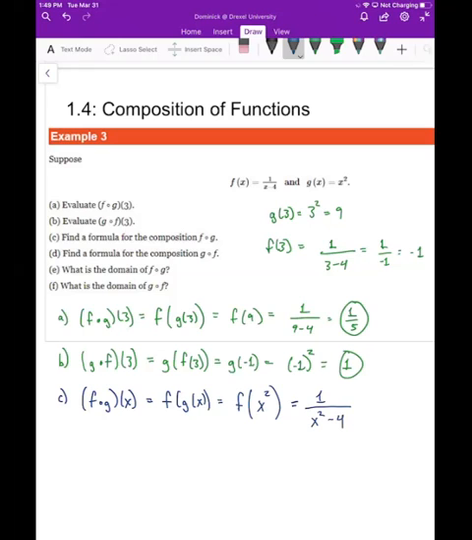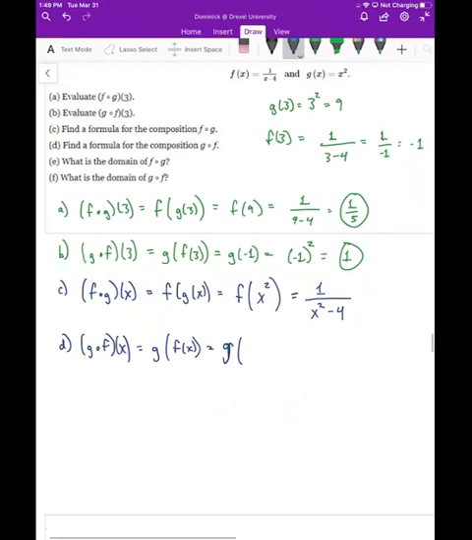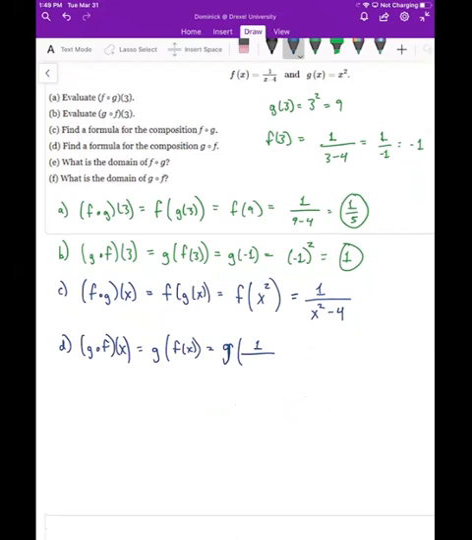Now, for part D, we're finding the other way around, g circle f of x. All right, so this is g of f of x. And that means that I need to do g. And what is f? It's 1 over x minus 4. And then, of course, g takes whatever is inside and squares it. So this is 1 over x minus 4 squared, which if you square the top and square the bottom is 1 over x minus 4 squared.